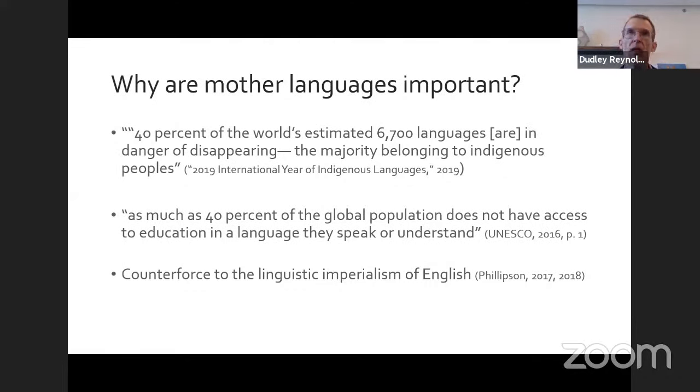I'm building here on an argument of Robert Phillipson and others who talk about the ways in which the teaching of English has been, for the past half century, a form of linguistic imperialism, and really longer than half a century. It goes back, in a sense, as an artifact of colonialism, which has a much longer history. And so what I would like to challenge us today is to think about how we can counter this linguistic imperialism of English.